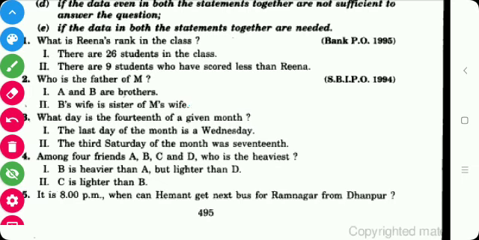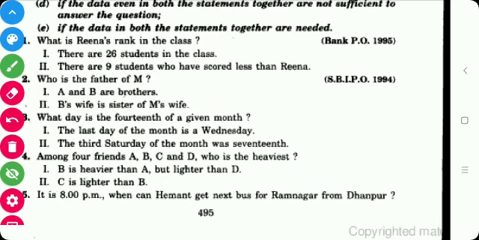Next is: what day is the 14th of the given month? Statements given are: the last day of the month is a Wednesday, and the third Saturday of the month was the 17th. As the third Saturday of the month is the 17th day, going back from the 16th, 15th and 14th, these are Friday, Thursday and Wednesday. So the answer is Wednesday. So only the second statement is necessary. So the answer is B.